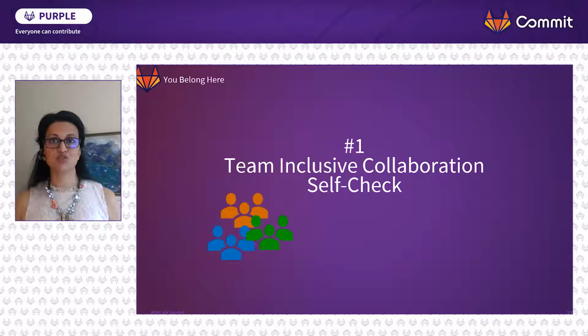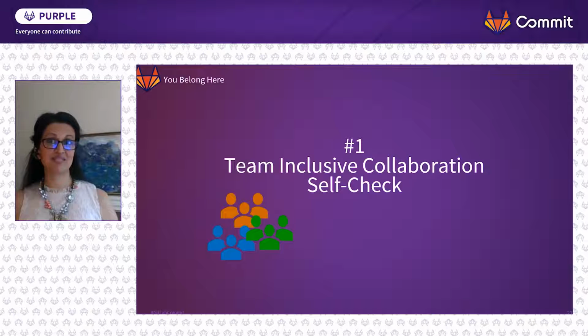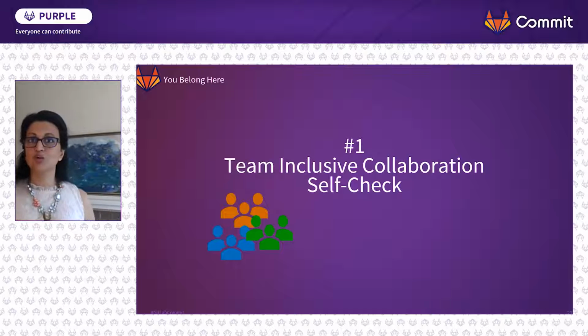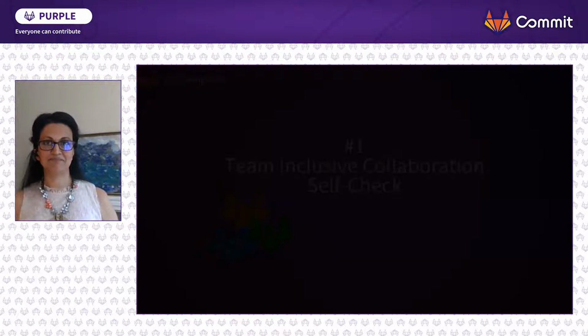Collaboration, by the way, is the number one skill mentioned in the 2019 Enterprise DevOps Skills Report, and it's the number two skill mentioned right after agility in the Big Nine organization values identified by MIT and Glassdoor. So what is the team inclusive collaboration self-check?